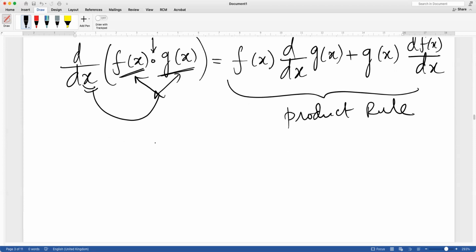So don't just use the wording as a product rule. Does that make sense to you? Yes, uncle. That is quite easy.